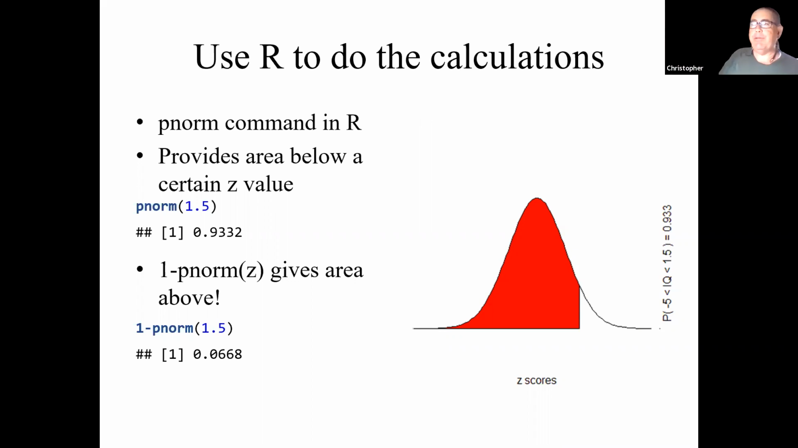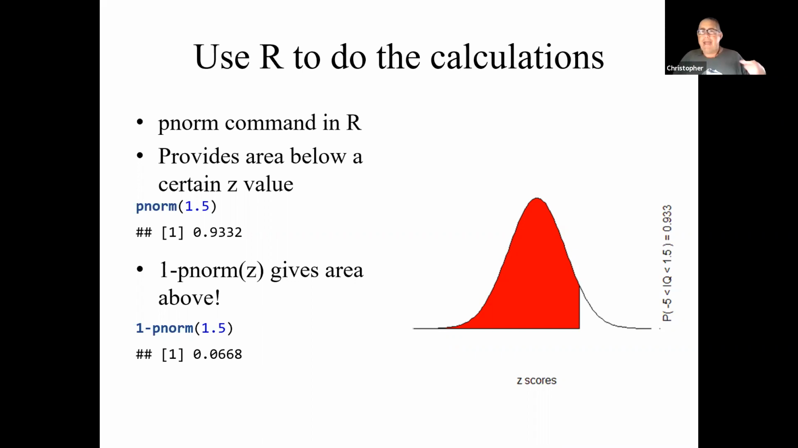That doesn't tell us how many people are above that, but we can do a little simple math to get that by simply taking 1 minus pnorm 1.5. That'll tell us how much is above that z value. And you'll see it corresponds to exactly what we got on that normal distribution table.